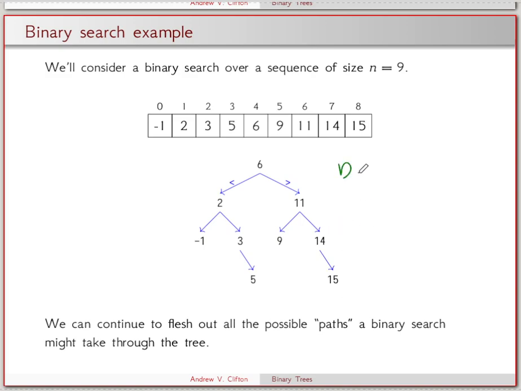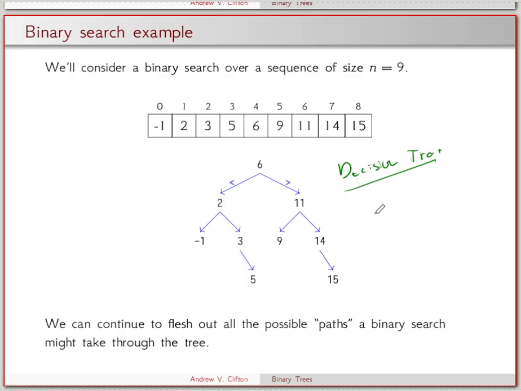This might look familiar. This is a decision tree, the same as we drew when we talked about better sorting algorithms. A decision tree is not a data structure. We're not storing this. It's a picture of what the algorithm might do when we run it.